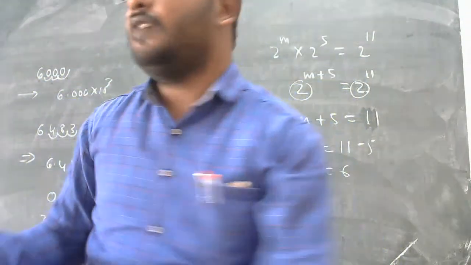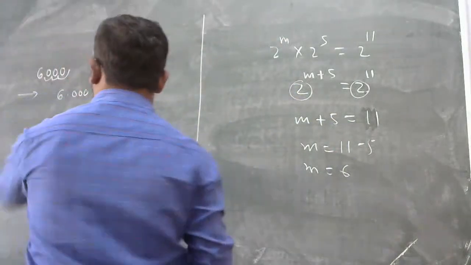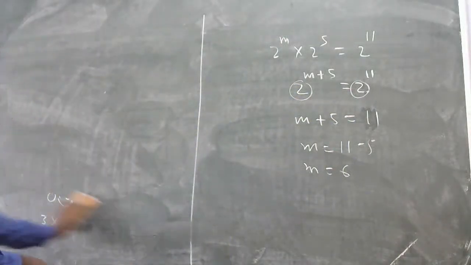Anything to the power of 0, its value will be 1. 1 plus 1 plus 1.